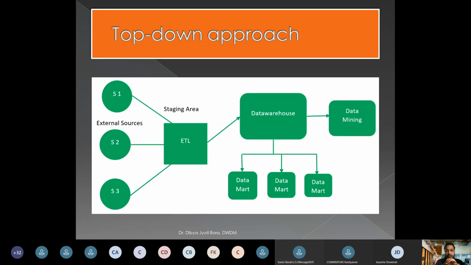Okay, so then why am I calling it a top-down approach? Have you got my question, why I am calling it the top-down approach? Sir, because the data are coming from many sources and they are going to a single place, from which mining is done.